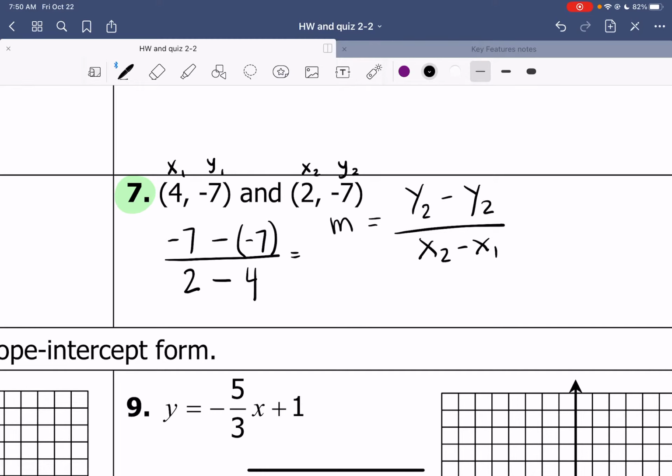So when I simplify this, negative 7 minus a negative 7. So when we subtract a negative, we are actually adding. So negative 7 plus 7 is going to be 0. And then 2 minus 4 is going to lead us to a negative 2. So anything that is 0 divided by any number is just going to give us a slope of 0. Because if I have 0 things to give out to anybody, nobody's going to get anything.